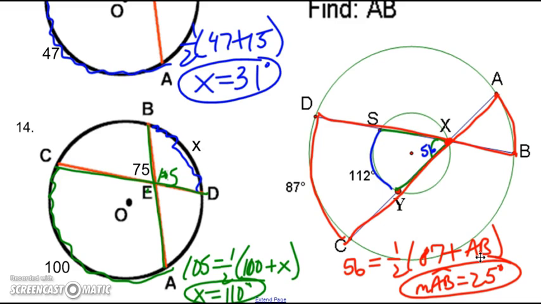And that concludes the section on angles and arcs for 10.5.